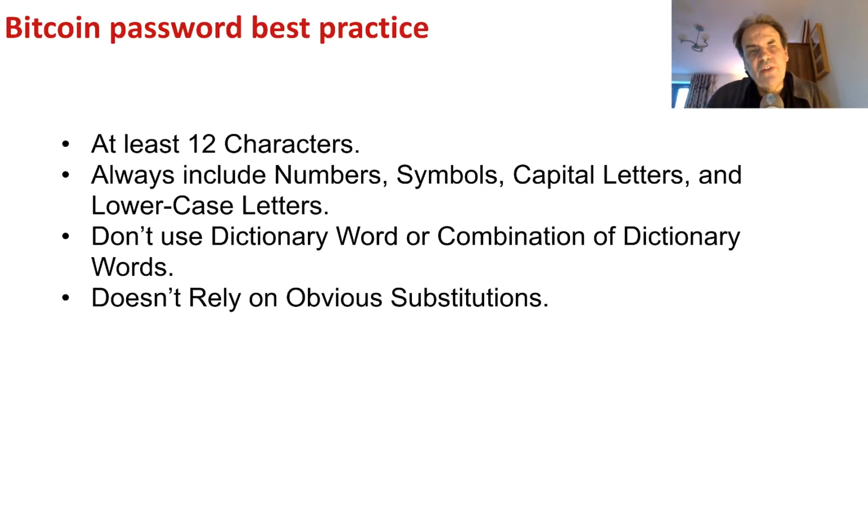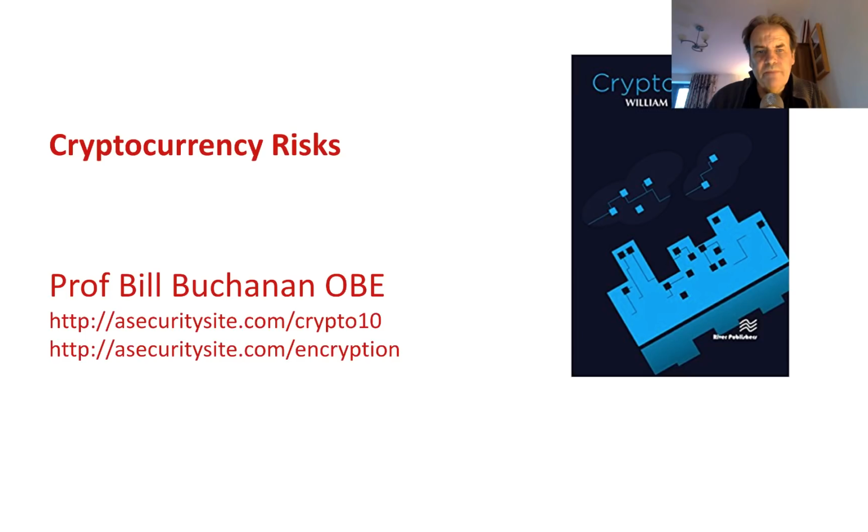So what should you do when you're creating your Bitcoin wallet? Well, you need to use at least 12 characters, and make sure there are numbers and symbols, capital letters and lowercase letters, and they're sprinkled about and aren't automatic at the start and the end, and so on. Don't use words from a well-known dictionary or combinations of them, and don't rely on substitutions such as an S changed into a 5, an O changed into 0, and so on.